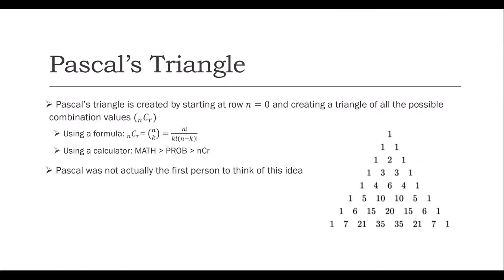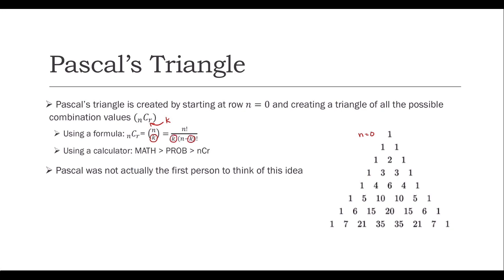Next, we'll learn about Pascal's triangle. It's created by starting at row n equals 0 and creating a triangle of all the possible combination values of n choose r, or n choose k. R and K can be used interchangeably. So sometimes you'll see people use K in their formula, sometimes R, sometimes any letter. It doesn't really matter as long as you keep it consistent between here and here.